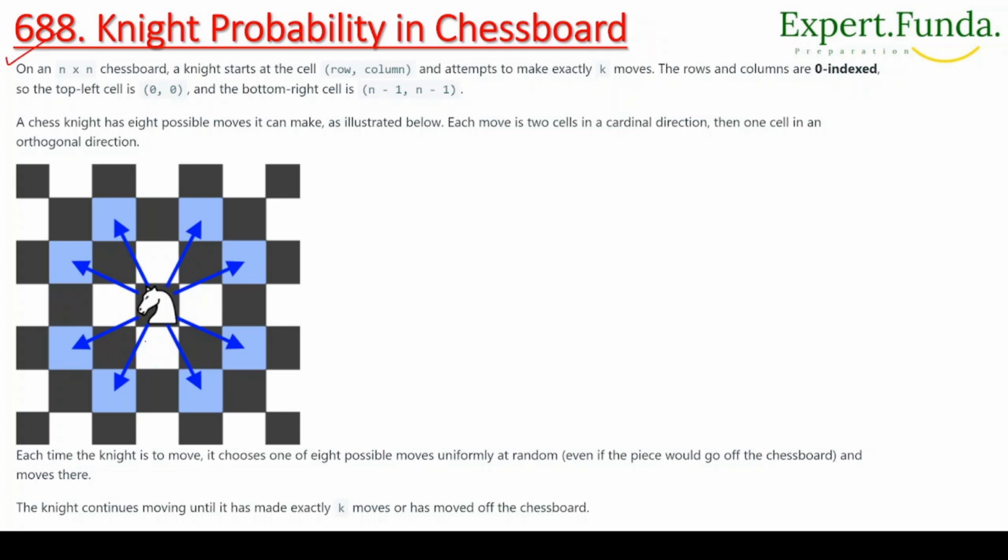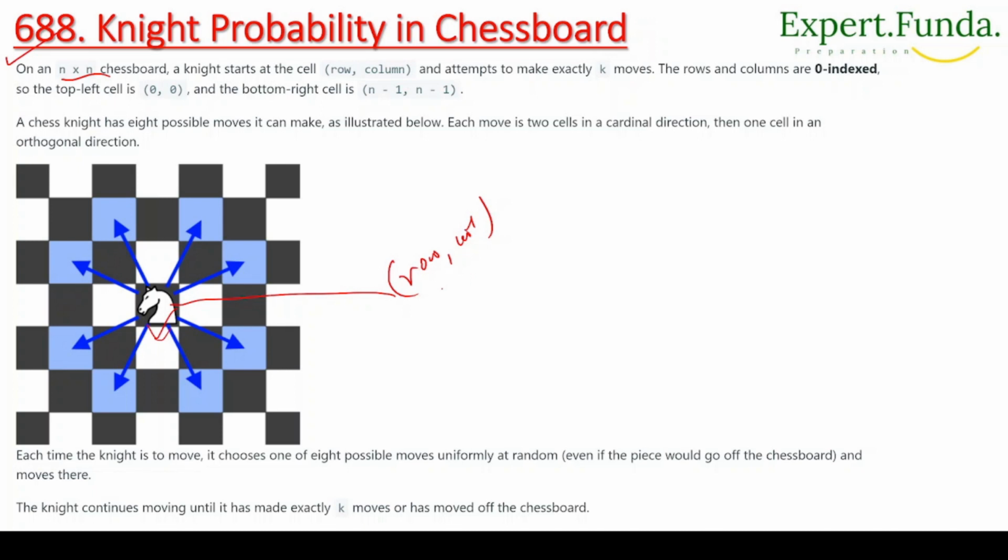So you can see here, this is a knight and he can move in almost 8 possible moves, and that is given here in the picture. So the question is saying that this is a chessboard, an n cross n chessboard, and the knight starts at a cell, row and column. Let's suppose he is at row and column. Okay, this is the cell, he is here.